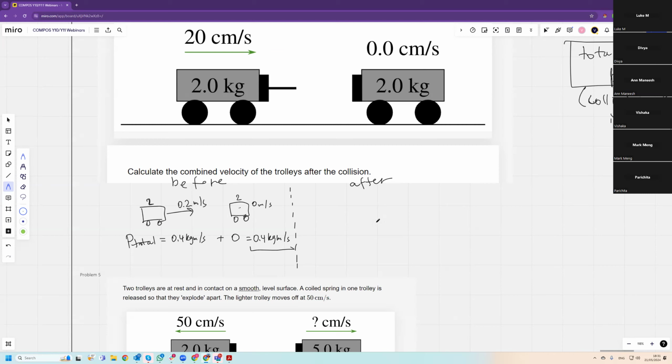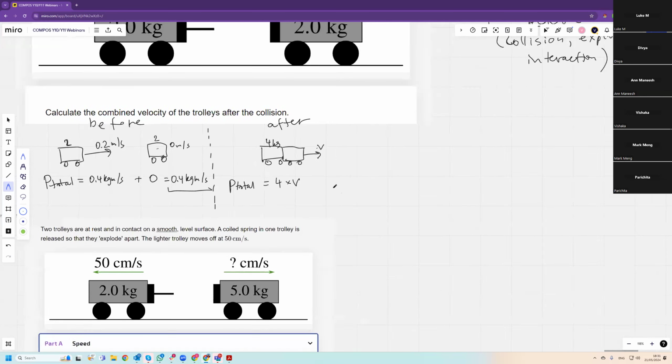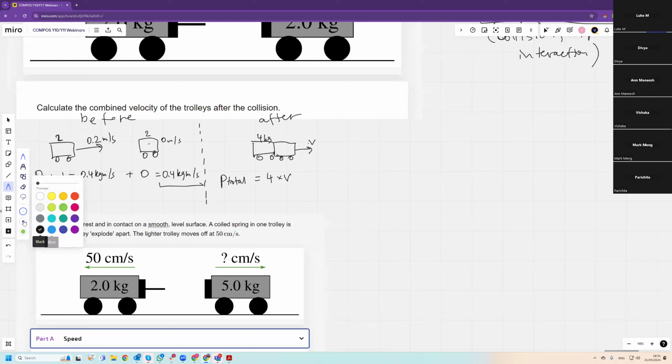That's the total momentum of the two trolleys before they collide. Now, once they collide, they are moving together, and their combined mass is 4 kilograms. They are moving with an unknown velocity. Let's call it v. So the total momentum is 4 multiplied by v. Now, conservation of momentum tells us that these two should be the same. So we can write this down.